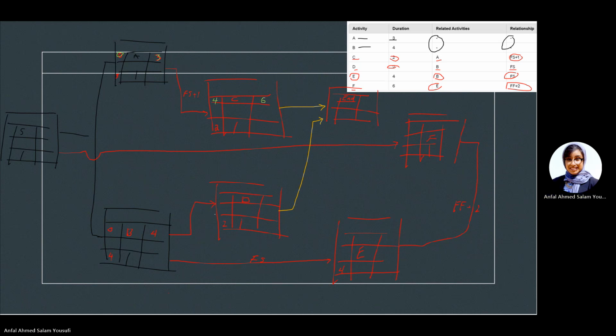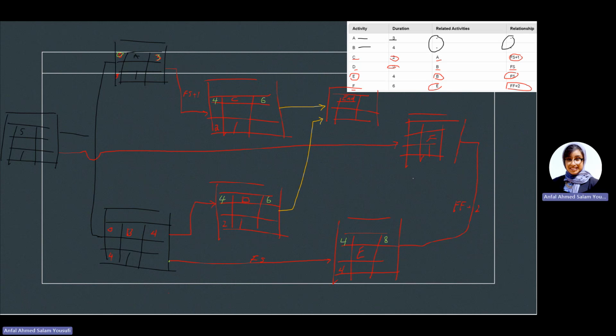Let's see D. So D, there is the relation, they did not tell us anything, so it is basically FS, meaning I'm supposed to finish B and start D at the same time. So 4 plus 2, that is a 6. Okay, let's do E. So E is also an FS, meaning I can only start E once I'm done with B, that is in day number 4. So 4 plus 4, the earliest finish will be 8.